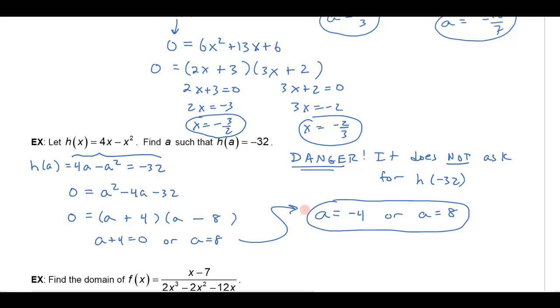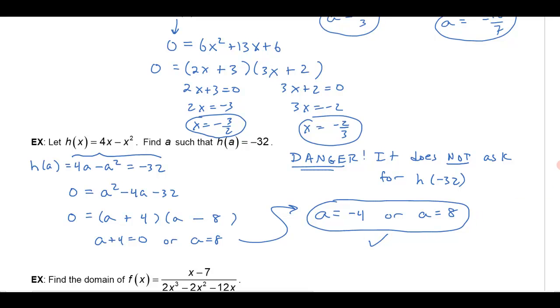So let's just check that. If I were to plug 8 in here, I would get 4 times 8 is 32, and then I'll subtract 8 squared, which is 64. Well, 32 minus 64 does give me an output of negative 32. Or if I was to plug negative 4 in, I'd get negative 16 here, and then I'd subtract 16, so negative 16 minus another 16 is also negative 32. So it really does work.